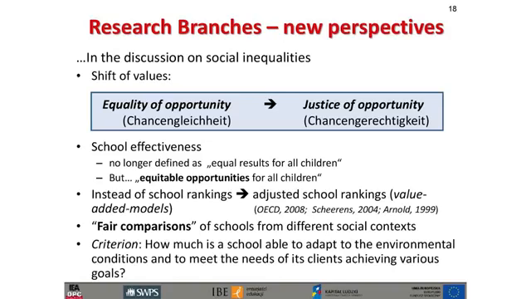So school effectiveness was no longer defined as equal results for all children, but as equitable opportunities for all children. And instead of school rankings with unadjusted models, school rankings started to use adjusted models, which was also subsumed under the term value-added models or fair comparisons of schools from different social contexts. This means basically that the models were not just considering student outcomes, as in school rankings without any controlling for contextual variables.